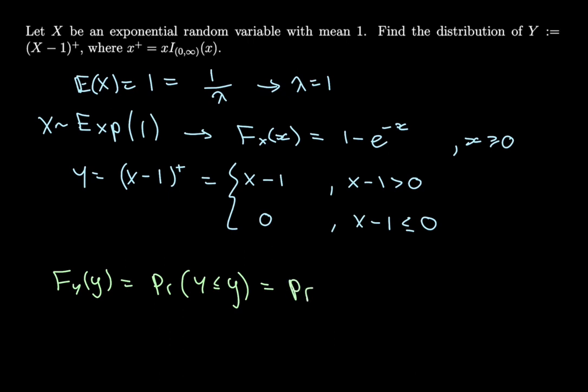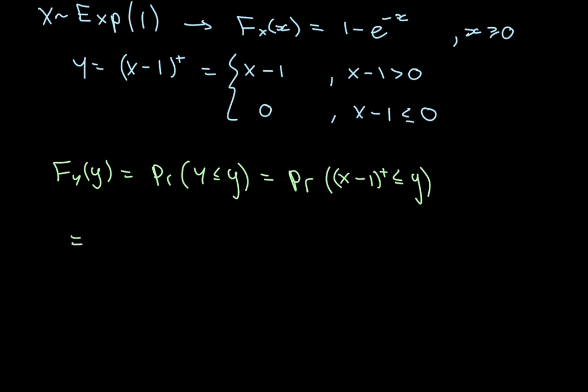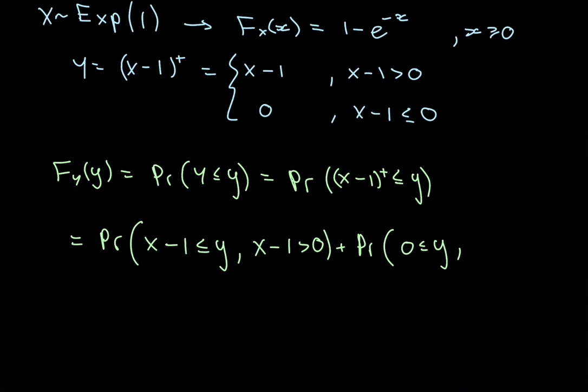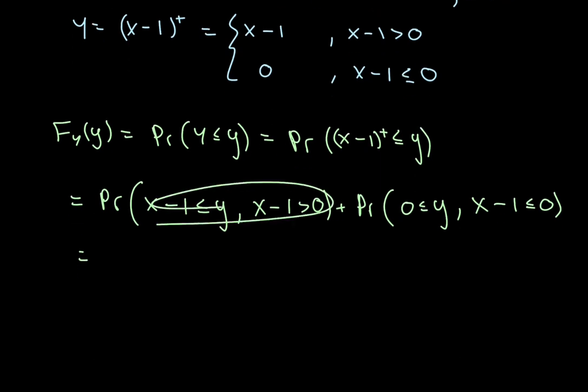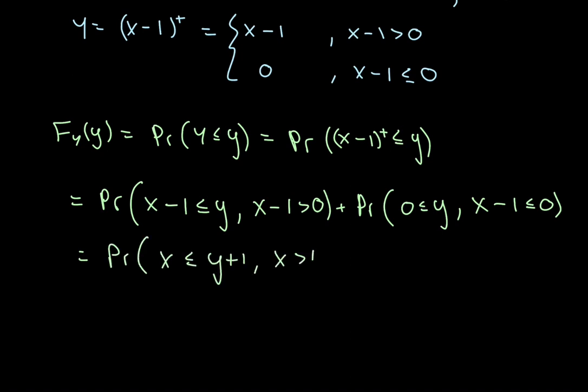So we're going to let this equal the probability that (X minus 1)+ is less than or equal to y. Now, using the law of total probability and the definition of (x minus 1)+, we're going to expand this into the probability that X minus 1 is less than or equal to y, and that happens when X minus 1 is greater than 0, plus the probability that 0 is less than or equal to y, and that happens when X minus 1 is less than or equal to 0. So from here I can re-express each of these inequalities with X only on one side. That gives me the probability of X less than or equal to y plus 1 and X greater than 1. For this side, it simply gives me the probability of 0 less than or equal to y and X less than or equal to 1.